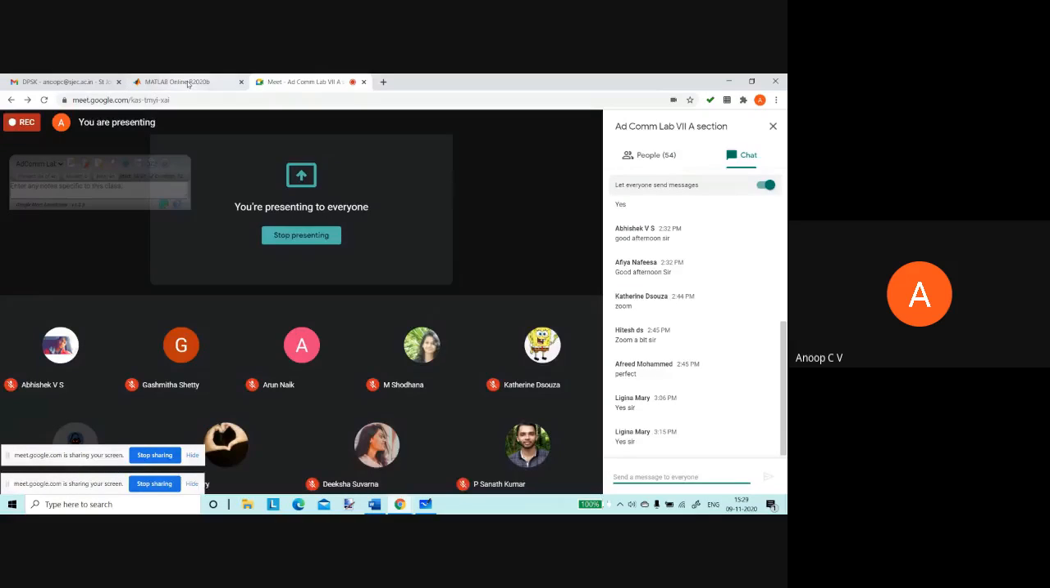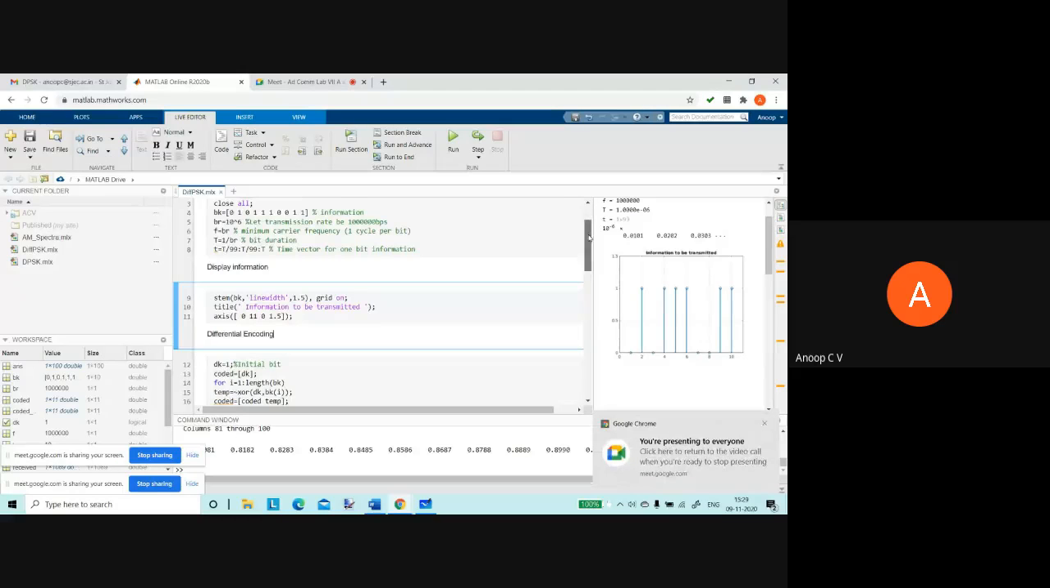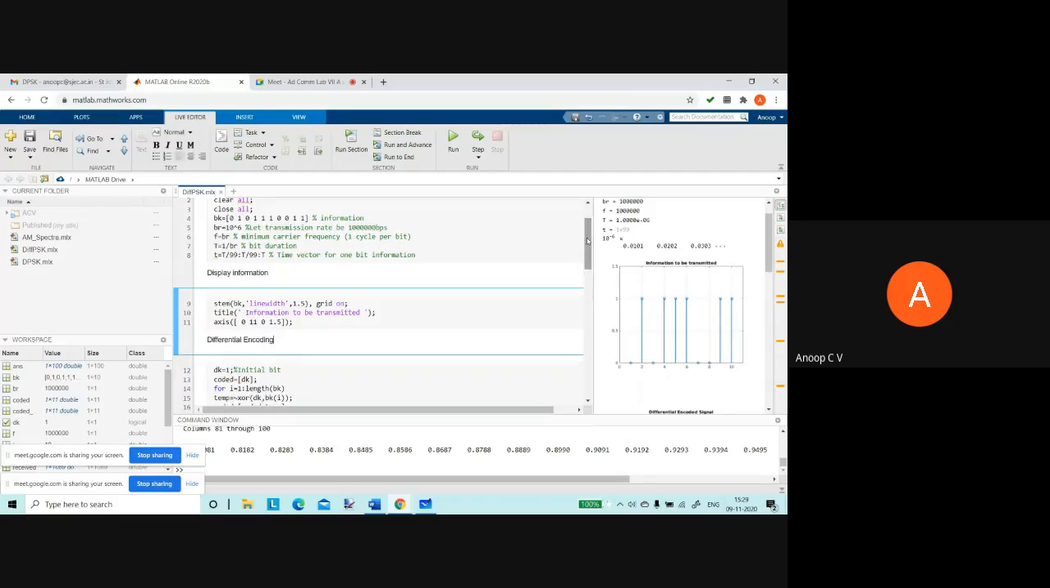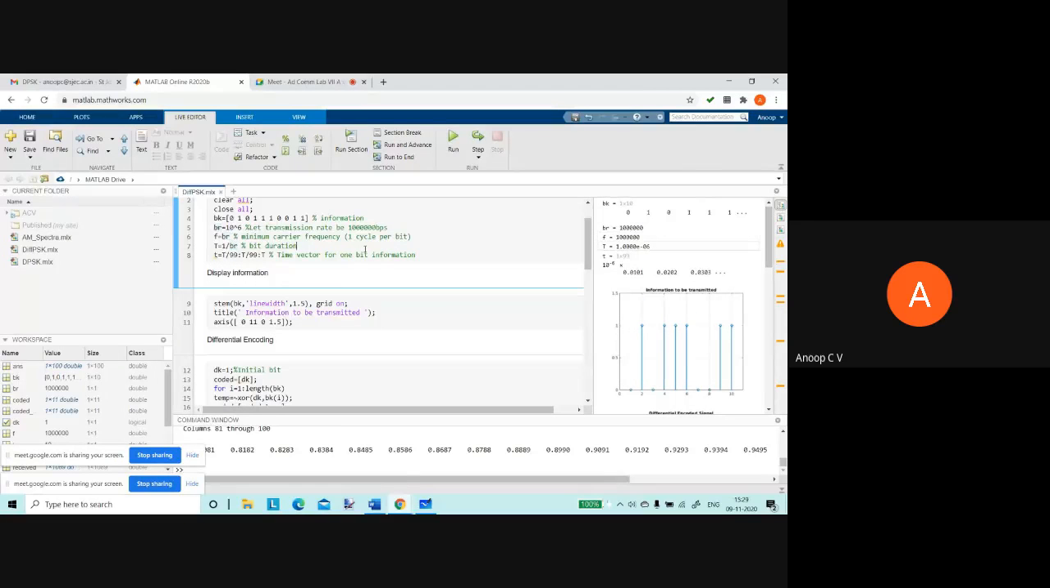So maybe you can try and change so many things here. You can try and introduce noise, or you can try different values of energy per bit. Instead of considering a carrier frequency which has a complete number of cycles, if you consider any other carrier frequencies which have partial cycles within a bit duration, it will definitely create a problem. So you can observe all those things. Those are some additional tasks which you can do.